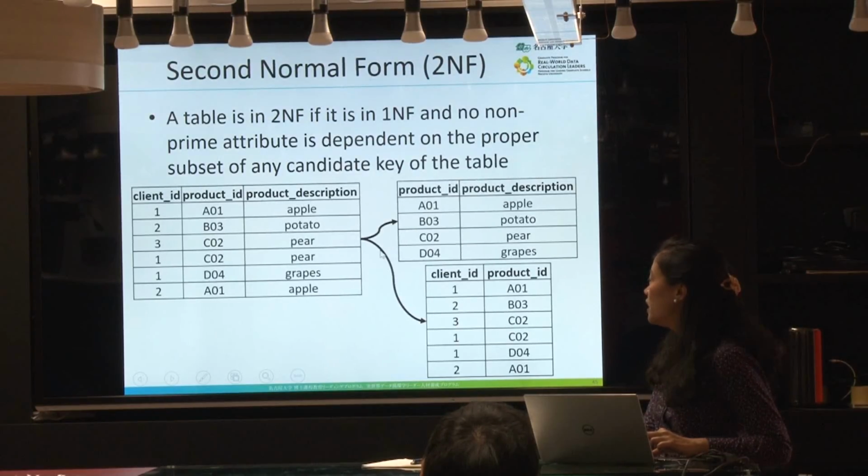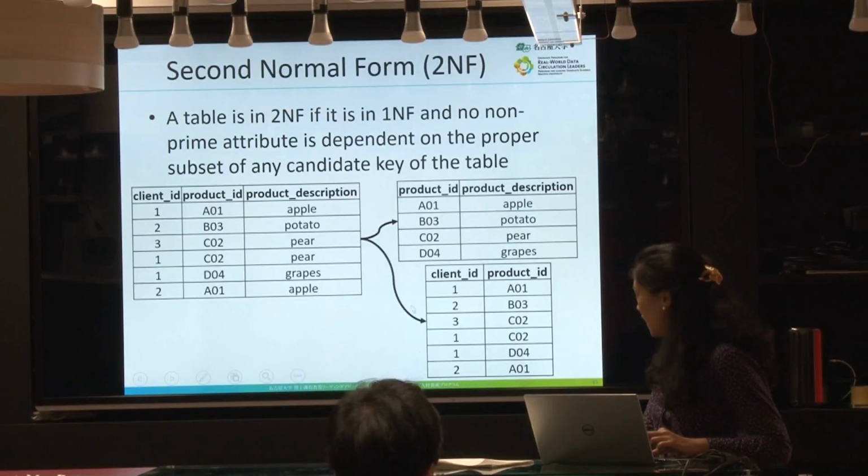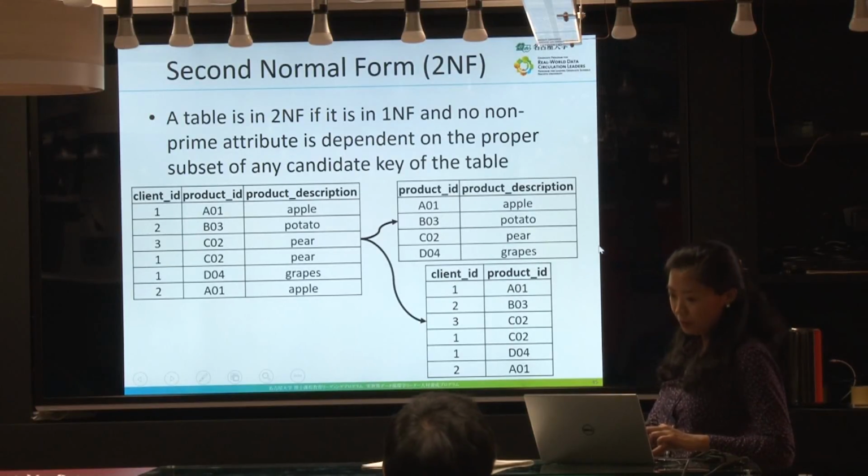So we could convert this to second normal form by having these two tables: one table with the product ID and the product description, and one table with the client ID and the product ID. Okay.